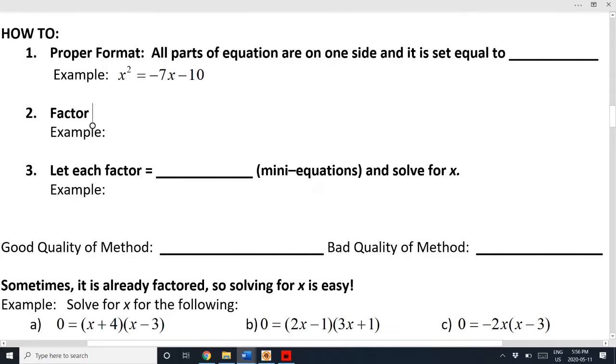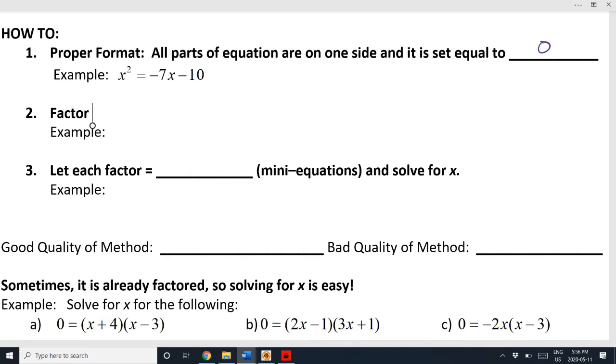We will now go through the steps of solving one of these problems. What you'll notice is that a lot of this will be review for you, but no worries, it's a good opportunity to practice your factoring skills. Number 1, proper format. All parts of the equation are on one side and it is set equal to 0. So here we have our equation, x squared is equal to negative 7x minus 10.